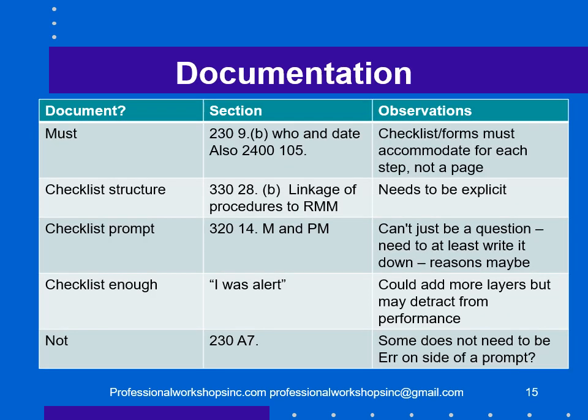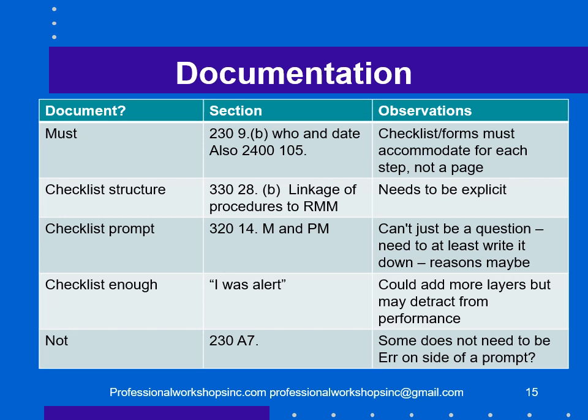Now, as we go through standards, we're going to see that there are some things that we just must explicitly document. For instance, 239B says you've got to document who did the procedure and the date they did it. And that's also in the review engagement section, same requirement. So the checklists or forms must accommodate this for each step. Here is a step we did. Don't care what the step is. Here's a step we did. Here's who did it. Here's the date we did it.